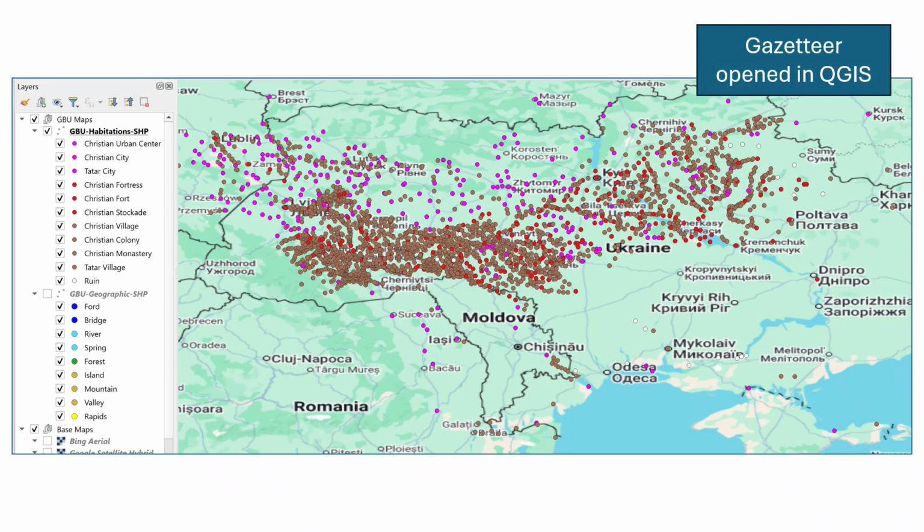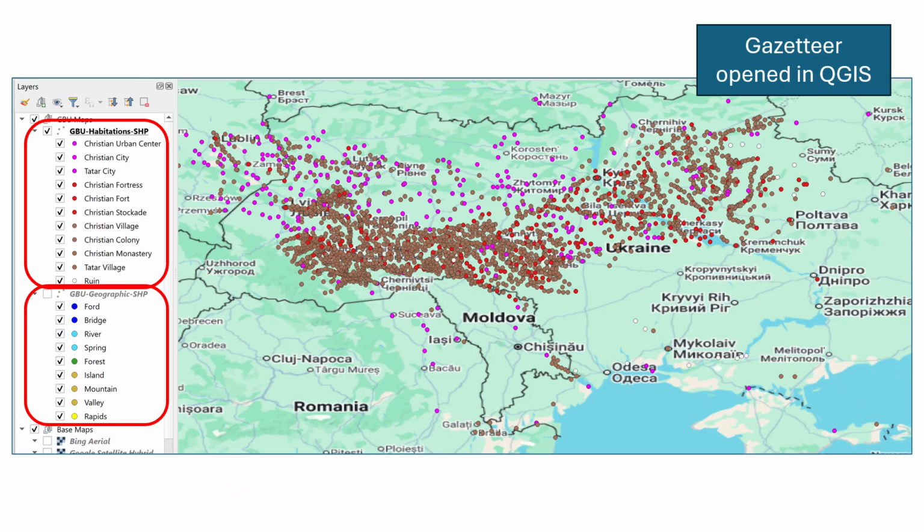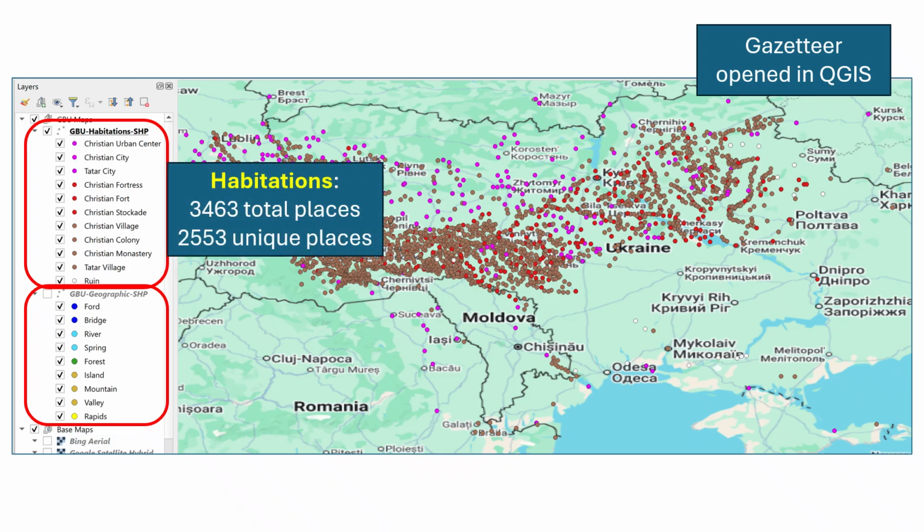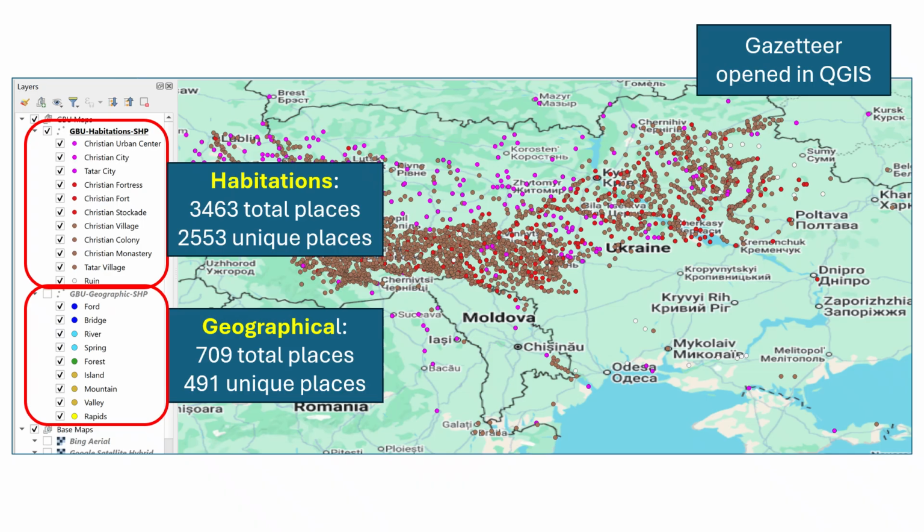Here we see the contents of the Gazetteer opened in the QGIS app. The Gazetteer is broken into habitations and geographical features. The Gazetteer currently contains almost 3,500 total habitations and over 700 geographical features. Since some places have multiple entries, there are currently over 2,500 unique habitations and almost 500 unique geographical features.